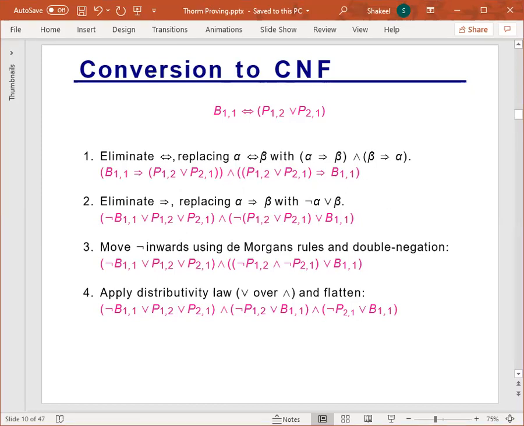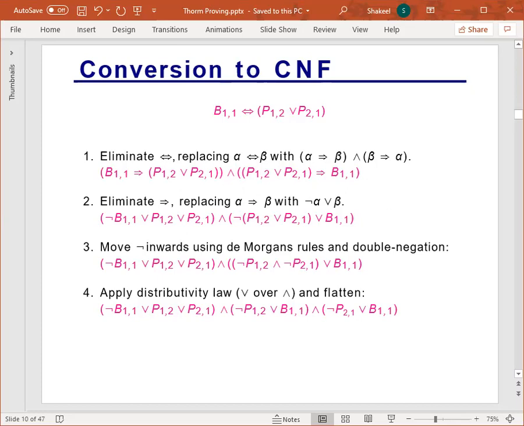So this implication would be not B11 or P12 or P21, and this one would be not P12 or P21 or B11. This is the negation of alpha or beta. So the next step: now we are happy that we have gotten rid of the implication and of the double implication. Now we have only disjunction and conjunction, but we want to write this as conjunctive normal form, which is conjunction of disjunction of literals, and it is not the case yet, right?